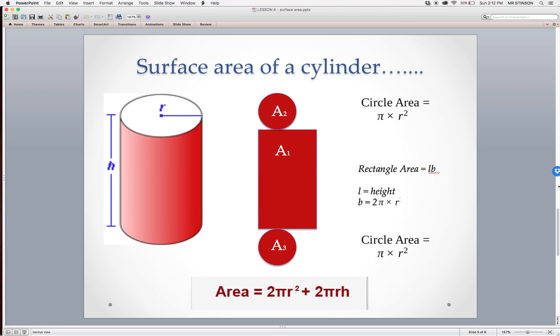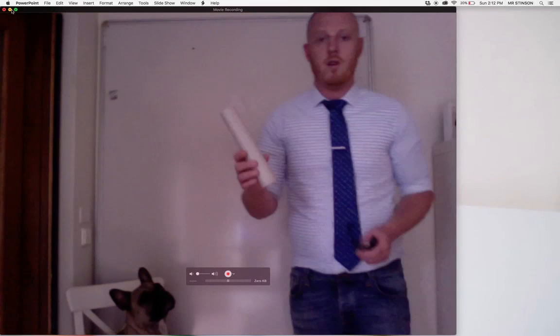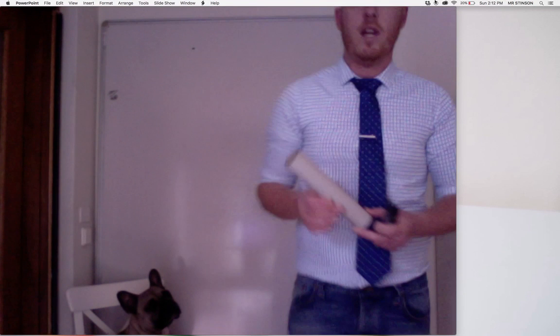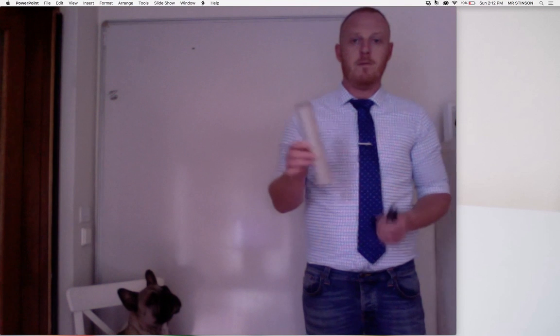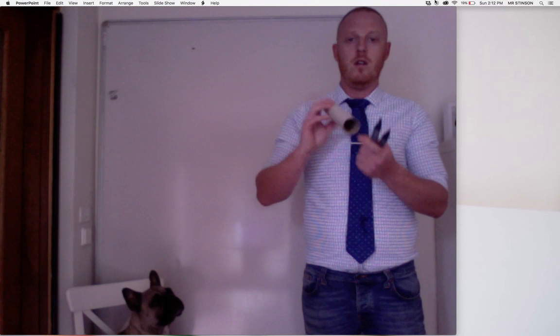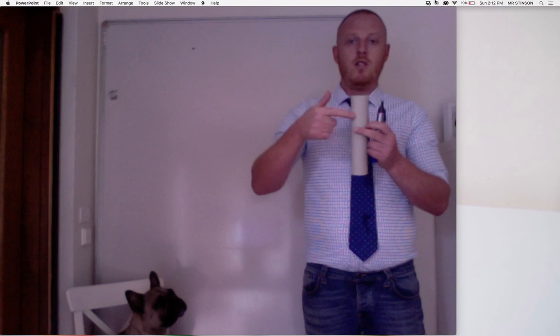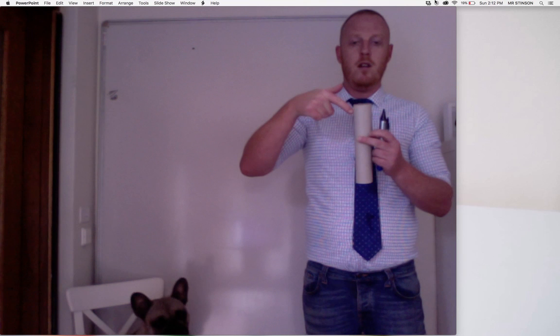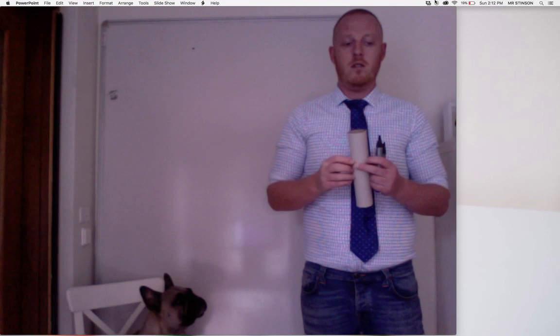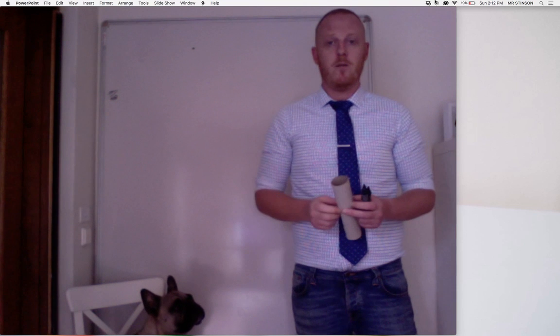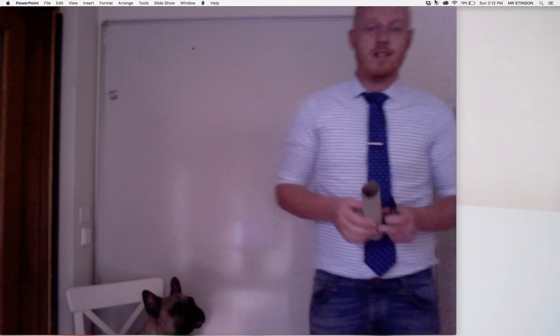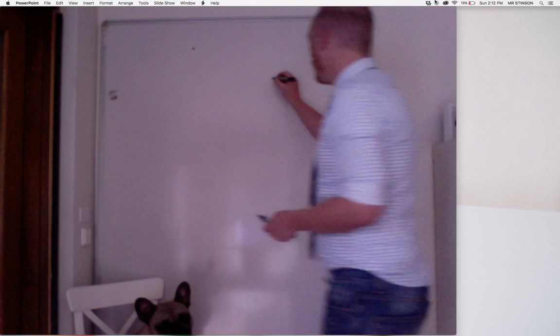Because this is a different type of shape, we're going to do one of these on the board together to show you how you would substitute values to find the surface area of a cylinder. Now I brought one with me. This cardboard roll is a good example of a cylinder. It has a circle on the top, a circle on the base, and one shape that goes right around it. If I cut this cylinder and opened it up, we would find that would be a rectangle. So let's find the surface area of a cylinder. I'm going to draw one up here on the board.